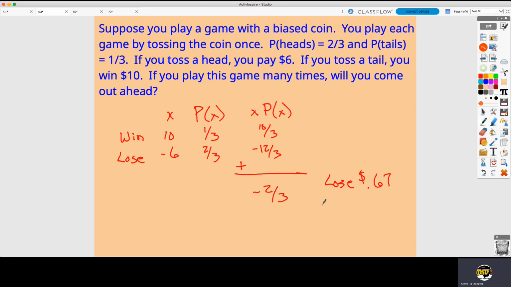Now, for those people that this is all their job is, they go to the casinos, they play these games, they figure out what the expected value is, and they're trying to minimize this number.